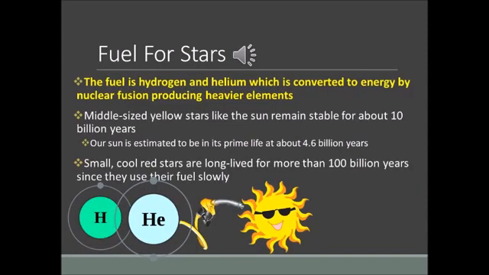Fuel for stars. The fuel is hydrogen and helium, which is converted into energy by nuclear fusion, but it also can produce heavier elements. Mid-sized yellow stars like our sun remain stable for about 10 billion years. Our sun is currently estimated to be in the prime of its life, which is about 4.6 billion years. The small, cool red stars live longer, and most can live 100 billion years since they use their fuel slowly.